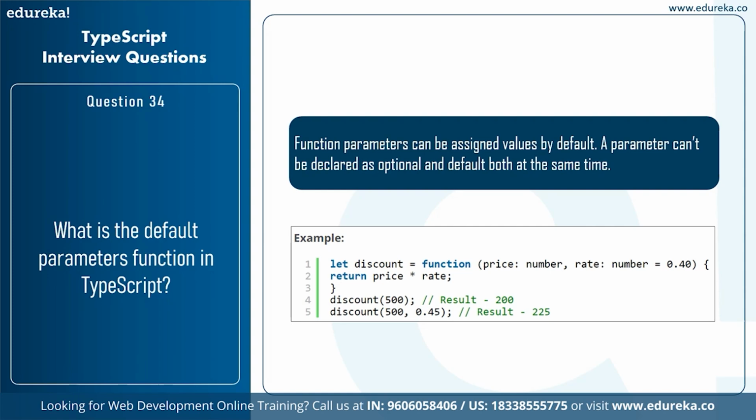So in the first one, we have not specified anything. So it will take the rate as 0.40, which will give the result as 200. But in the next one, we have specified it to be 0.45, which will give the result as 225.